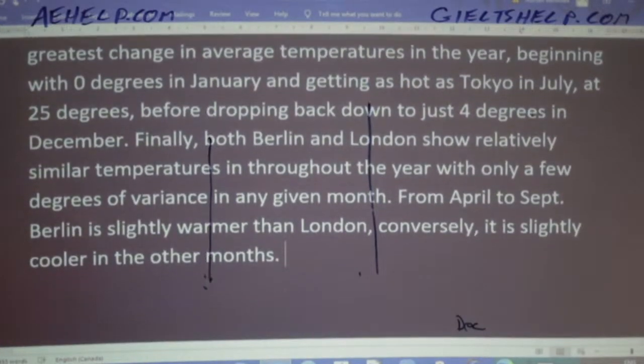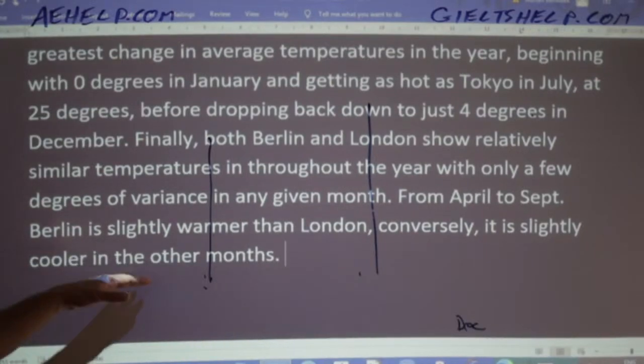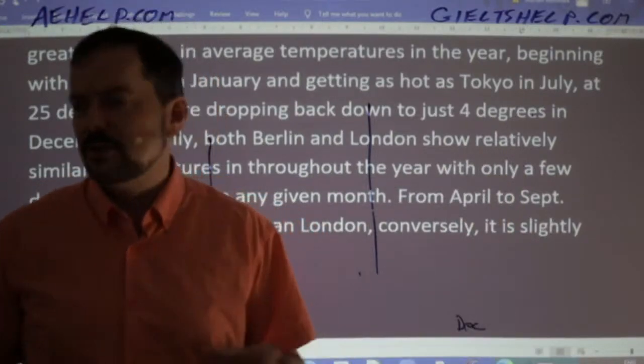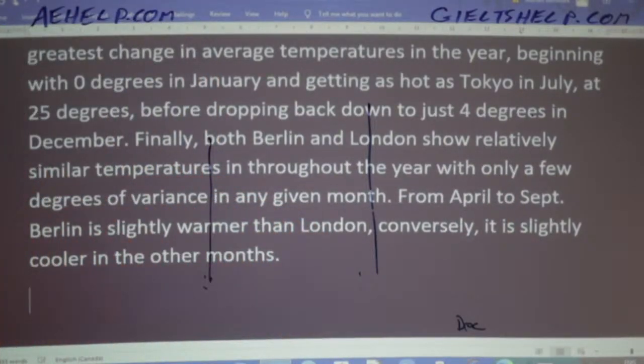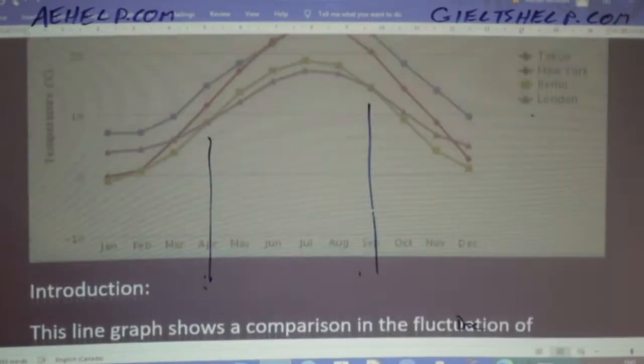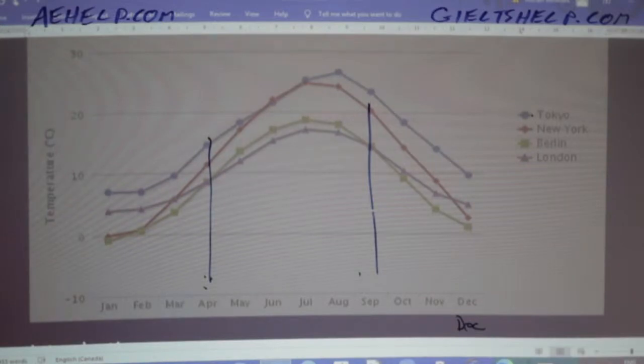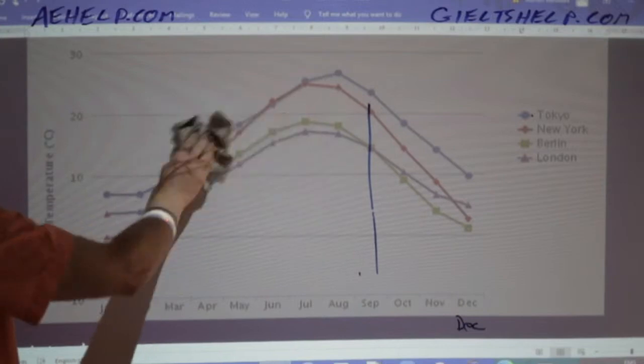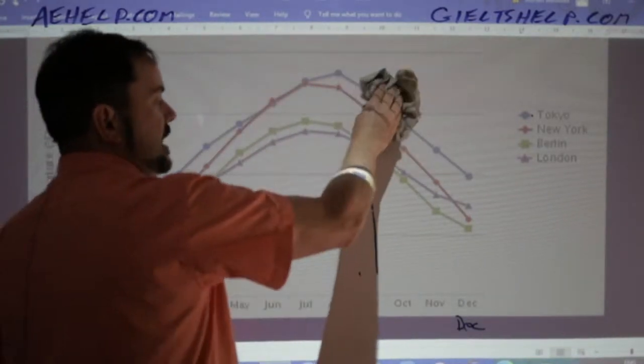So from April to September, Berlin is slightly warmer than London. Conversely, it is slightly cooler in the other months. So I wouldn't say things like in April it surpasses and so on. It's a little bit confusing, okay? Now, if I wanted to add a summary, what could I summarize about this? So what would be a logical summary, some kind of information that we can learn from this graph?